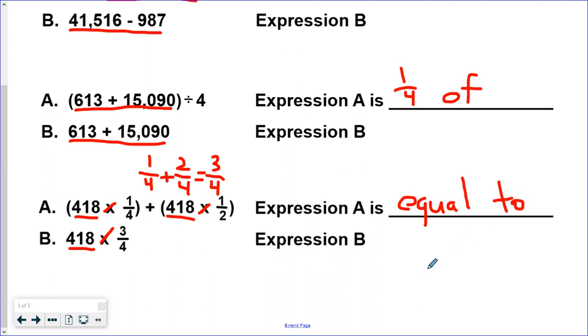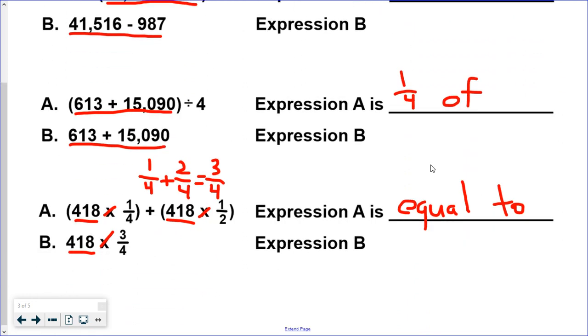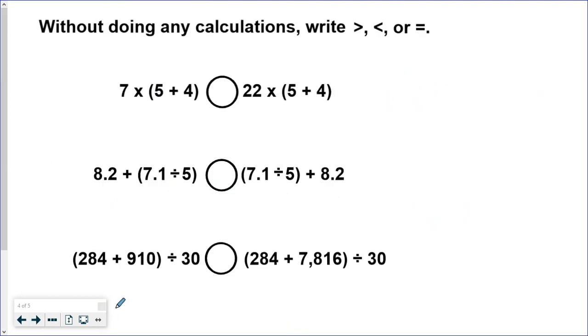Okay? So when it tells you to describe the relationship, don't just write A times bigger. Well, what's A times bigger? Is A 8 times bigger than B, or is B 8 times bigger than A? So you have to be a little bit more specific in that particular section when it says to describe the relationship. So you should say A is equal to B. Okay, or in the earlier case, you might say expression A is 1/4 or 4 times smaller than B, however you want to say that.